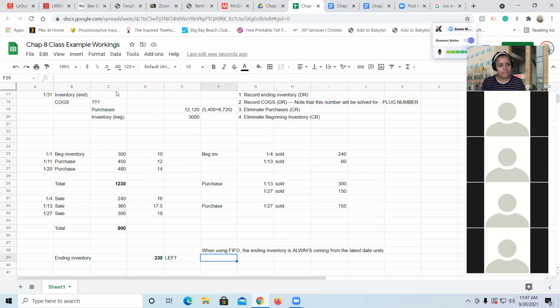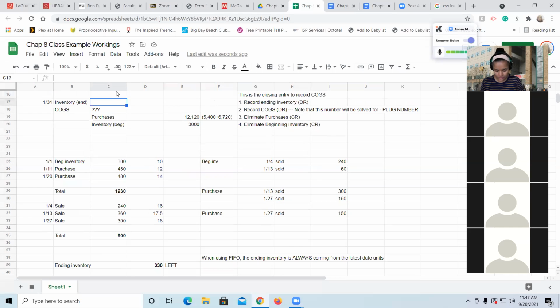All right, so that then means that our ending inventory, to get back to the point here, is 330 at 14, so it's 4,620, right? So now we can solve for cost of goods sold. The way we do that is we add up everything on the credit side and subtract ending inventory. So basically beginning inventory plus purchases minus ending inventory gives us cost of goods sold of 10,500. We could have calculated it using this approach as well, but that's not the purpose of this exercise.